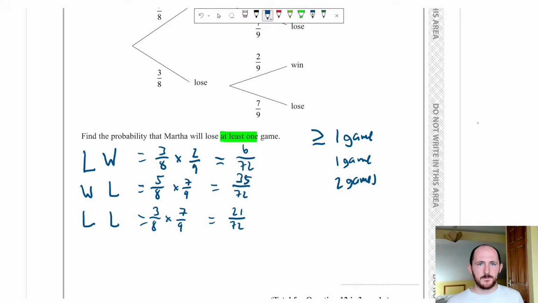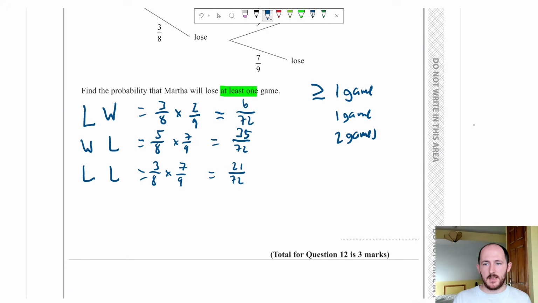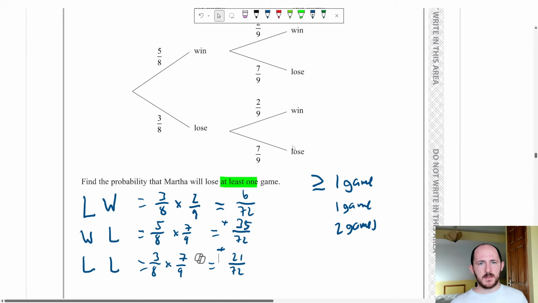That's 1 mark. But the second mark is for adding them all up. Now, why are we adding them up? This is because, as we mentioned, there's 3 timelines, 3 universes where we satisfy this, right? Universe 1, where we lose then win. Universe 2, where she wins then loses. Universe 3, where she loses and loses. Okay? So, we can add them all up because it's 3 possible ways it happens. If there's only one way that it can ever happen, we wouldn't have to add anything up.